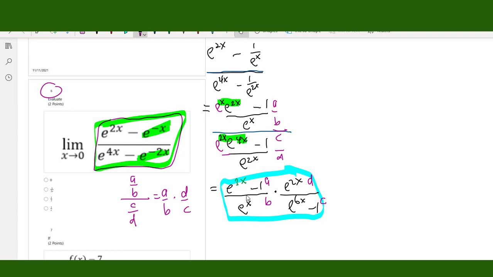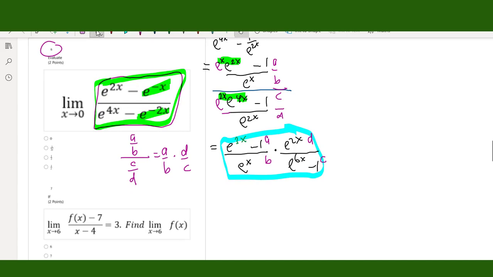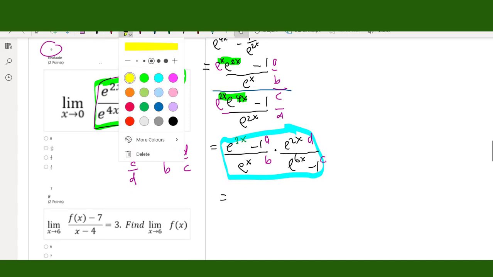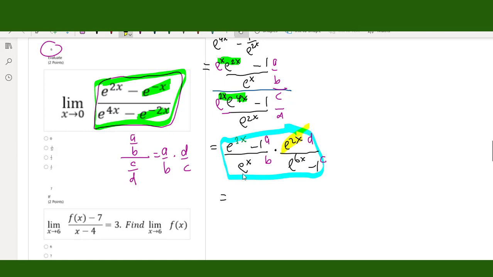Okay, and simplify this part. This is equal to, okay, 2x. So simplify, get x, e power x, and okay, e power x, I write down e power 3x minus 1, so it is e power x over e power 6x minus 1.